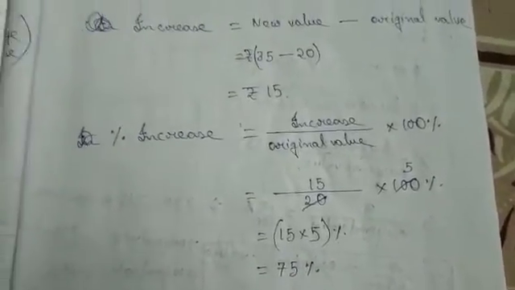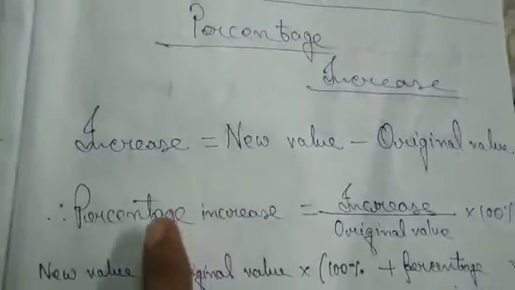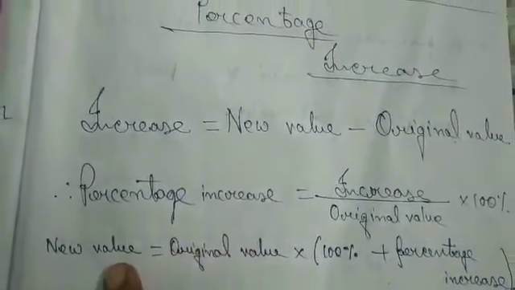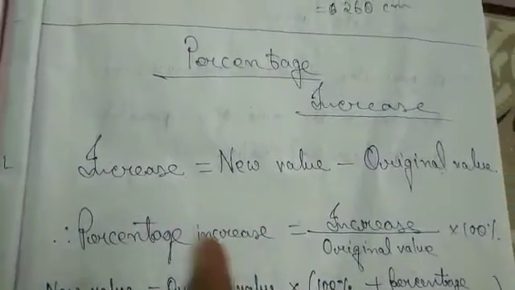So basically we have to use the formulas that we have learned here: the increase value, the percentage increase, and the new value. These three formulas we will be using to find the missing values.